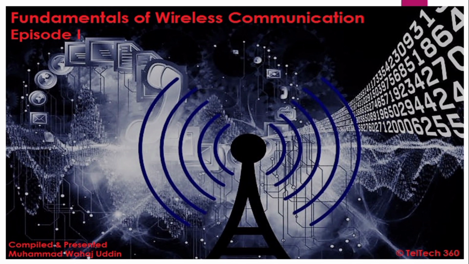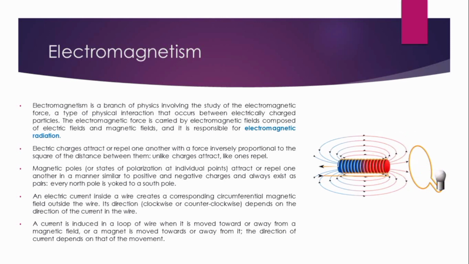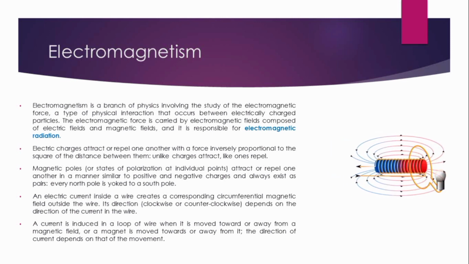In episode 1 we will discuss electromagnetic waves and electromagnetism, how they propagate, how they are generated, and how we use them for our communication or in telecommunication. Now let's start our chapter, fundamentals of wireless communication, episode 1 of the series. We are going to discuss electromagnetic force, electromagnetism, and electromagnetic radiation.